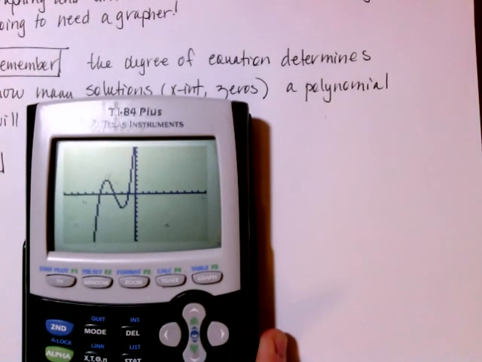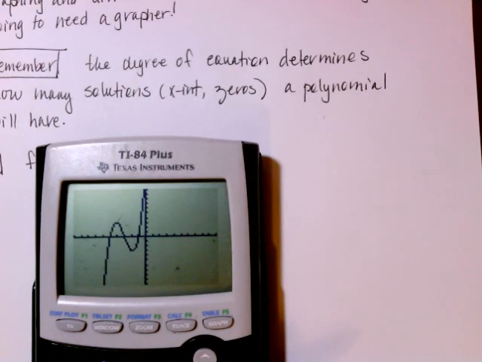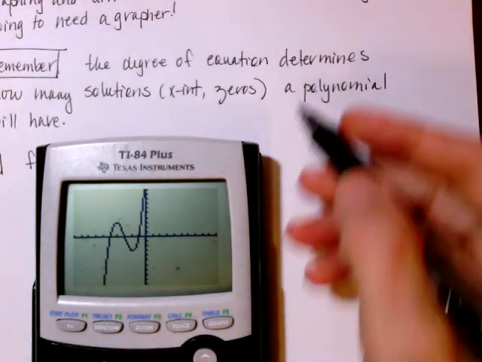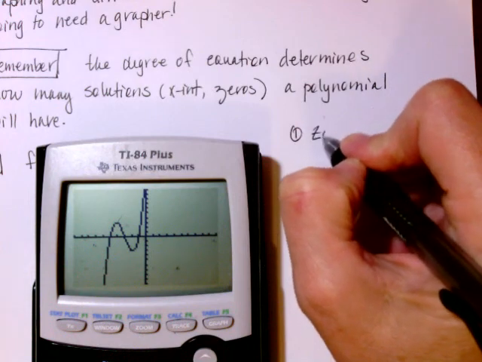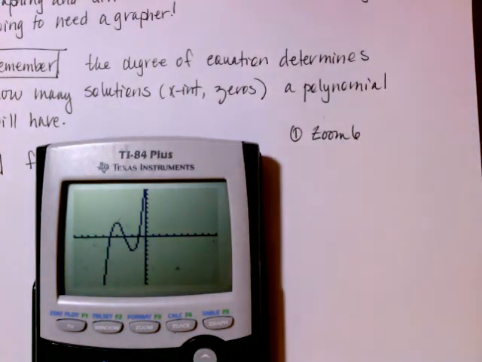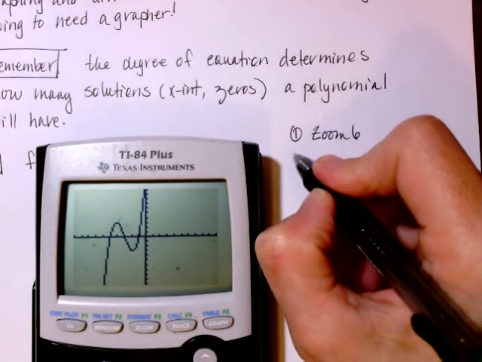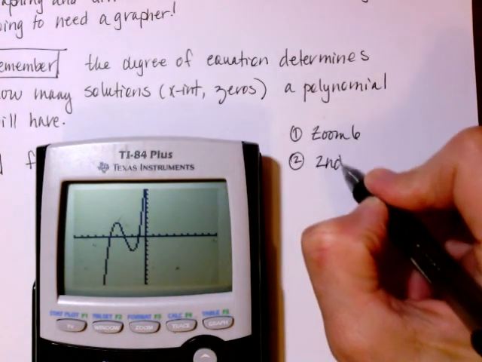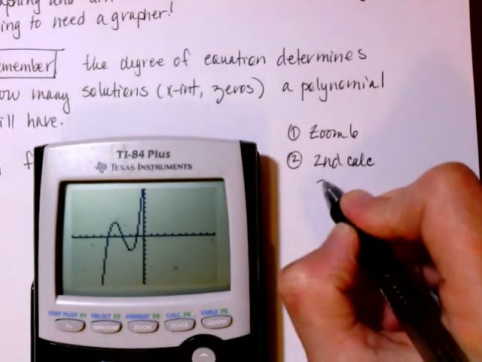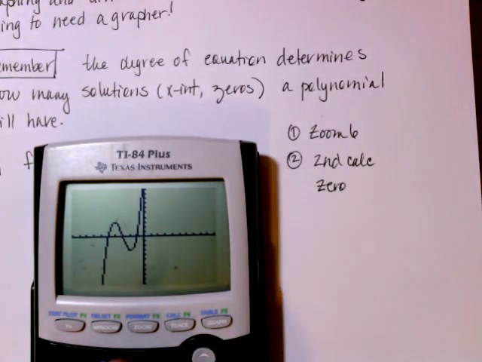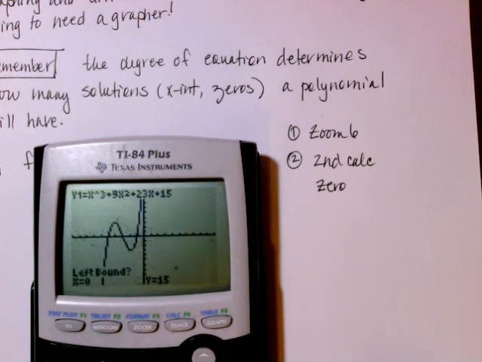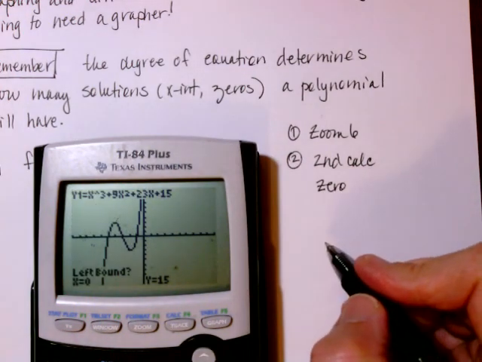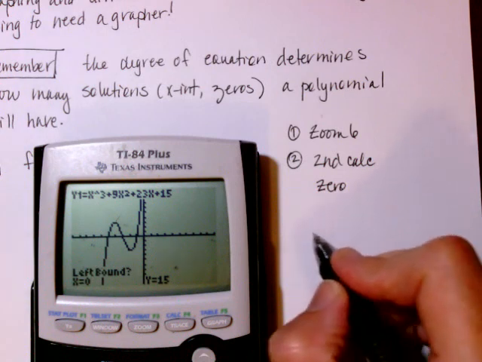So let me walk you through this process to find those zeros. The first thing that you're going to do, remember we entered the equation and then I would do a zoom 6. I can see all 3 of these fairly clearly. So now I'm going to do a second calculate, number 2 for zero. Now the question that your calculator is asking you is for left bound, right bound.